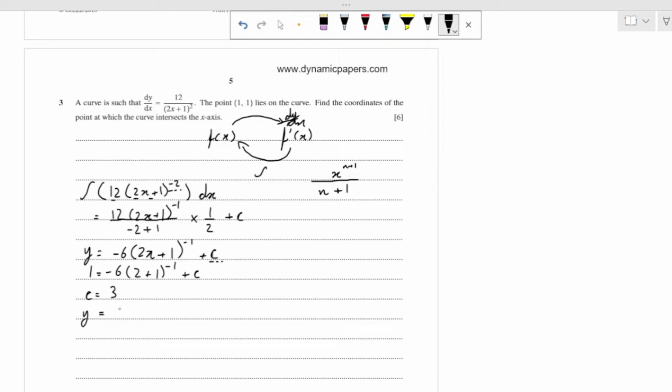So our original equation in this case becomes y equals to minus 6 whole bracket (2x plus 1) minus 1 plus 3. And now we want to get the coordinates of the point at which the curve intersects the x-axis. At the x-axis, the y value is 0. So minus 6 (2x plus 1) inverse plus 3. And then when you solve for x, you will get 0.5. Therefore, your point will be (0.5, 0), where the curve touches the x-axis.